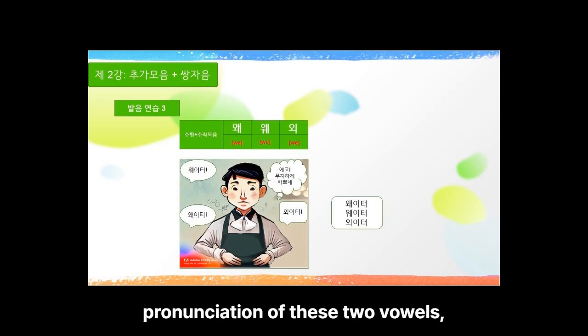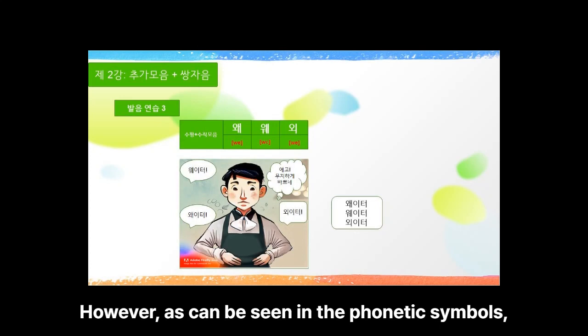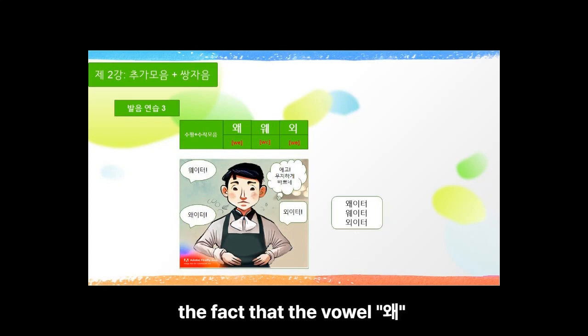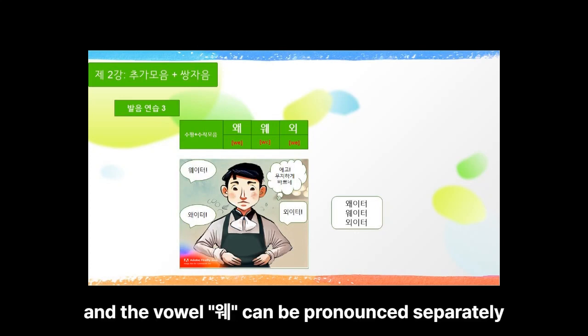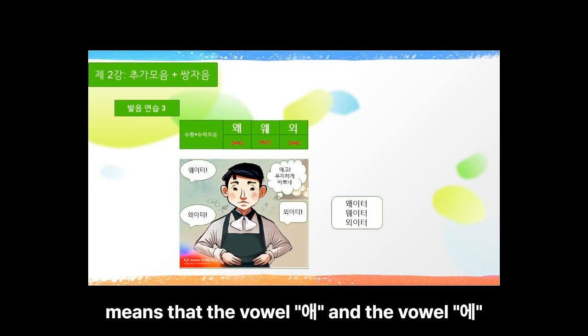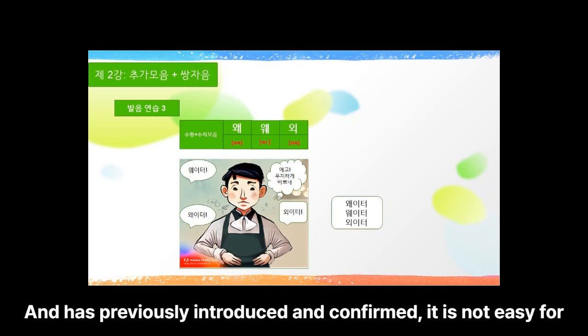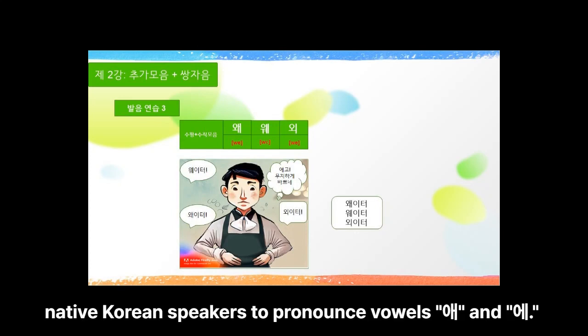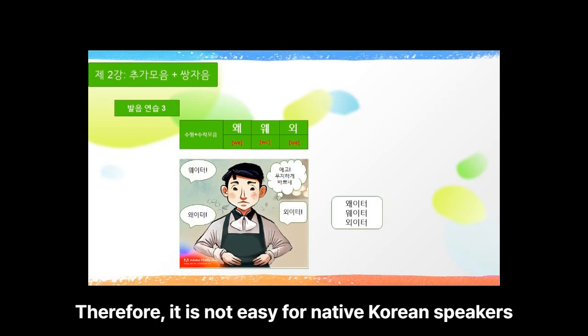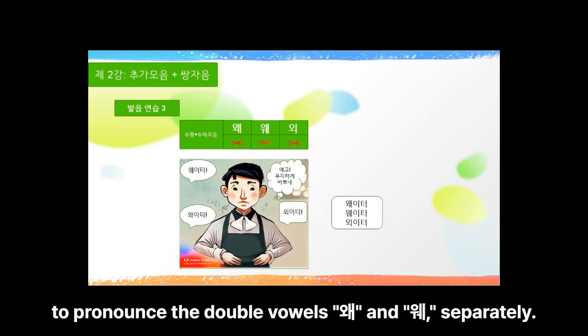Now that you've practiced pronunciation of these 2 vowels, do you think there's a clear difference in pronunciation between these 2 vowels? However, as can be seen in the phonetic symbols, the fact that the vowel wae and the vowel we can be pronounced separately means that the vowel a and the vowel e can be pronounced separately. And as previously introduced and confirmed, it is not easy for native Korean speakers to pronounce vowels a and e. Therefore, it is not easy for native Korean speakers to pronounce the double vowels wae and we separately.